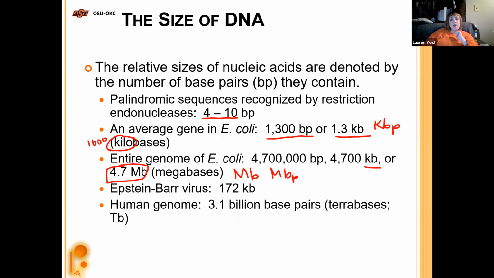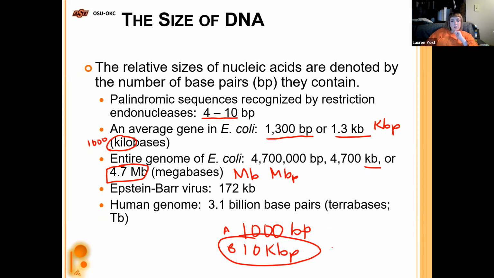If I were to say which one is bigger, and I were to give you these choices, which one would you choose? A or B? You should choose B. Why? Because 10 kilobase pairs is 10,000 BP. So 1,000 is not as many as 10,000. When you see the K, think 1,000. It really is just like what we see in our everyday life with K. 10K, 1,000.